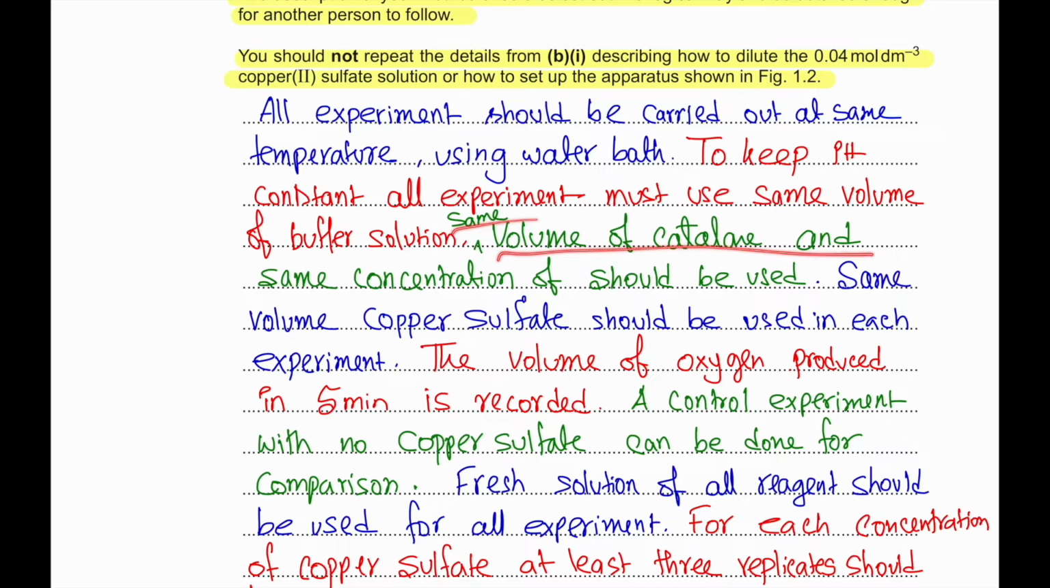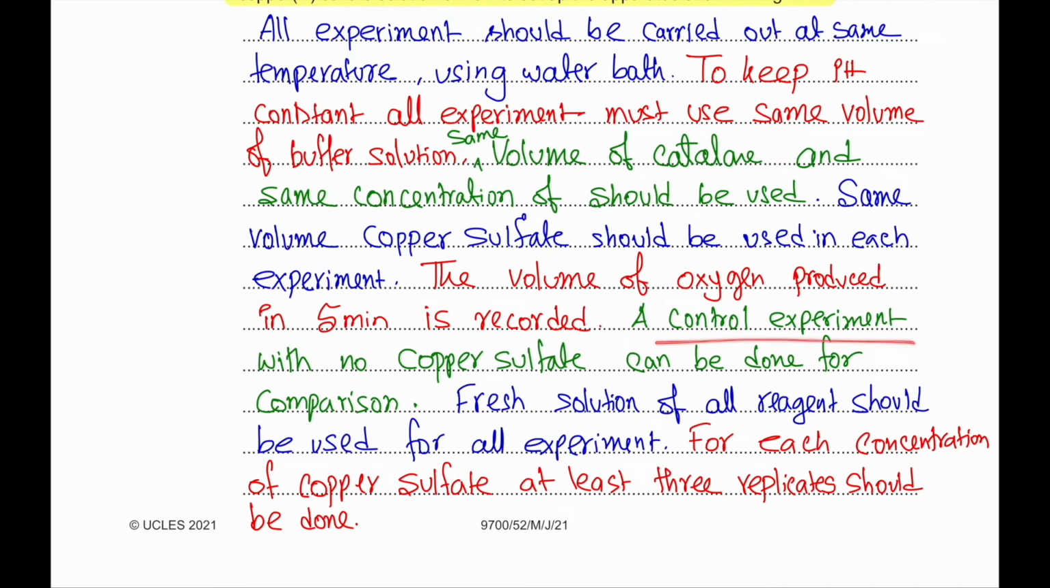Same volume of catalase and same concentration of catalase should be used. All right, these are controlled variables. So the same volume of copper 2 sulfate should be used. However, it's not the same concentration, it's the same volume of copper 2 sulfate for each concentration that we are going to be using. The volume of oxygen produced in 5 minutes is recorded. So we have the time fixed, and then we only want to know how much oxygen is produced within that particular time. So if copper 2 sulfate is acting as an inhibitor, it is going to produce less oxygen within that time.